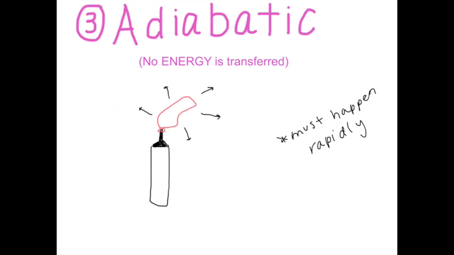The final type of thermodynamic process is known as adiabatic. This is a process in which no energy is transferred, or the net change in energy is 0. Unlike the isothermal process, this must happen rapidly. An example of this kind of process is when a balloon is inflating.